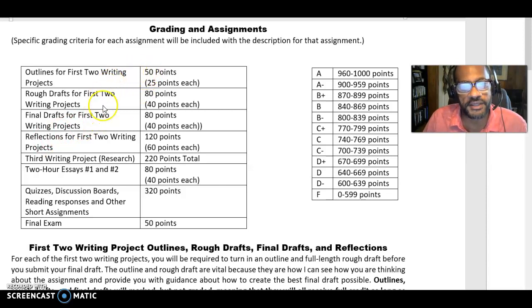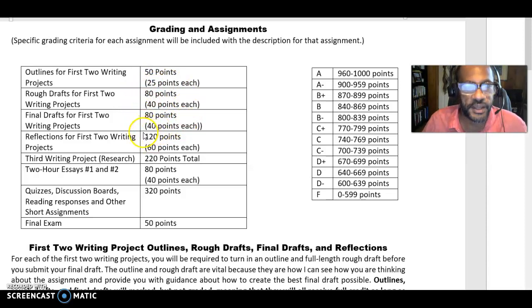It's important to recognize that these first 3 categories here, outlines, rough drafts, and final drafts, as long as they are long enough and as long as they come in on time, you will get the full number of points for that. So your outlines are worth 25 points each. If they come in on time and are in the appropriate format, you'll get 25 points. Your rough drafts, 40 points each. As long as your rough drafts are long enough and come in on time, you'll get the full 40 points. Same with your final drafts. As long as they are on time and long enough, you get the full 40 points. So that's easy. All of those points, all you have to do is do the work, and you get all of those points.